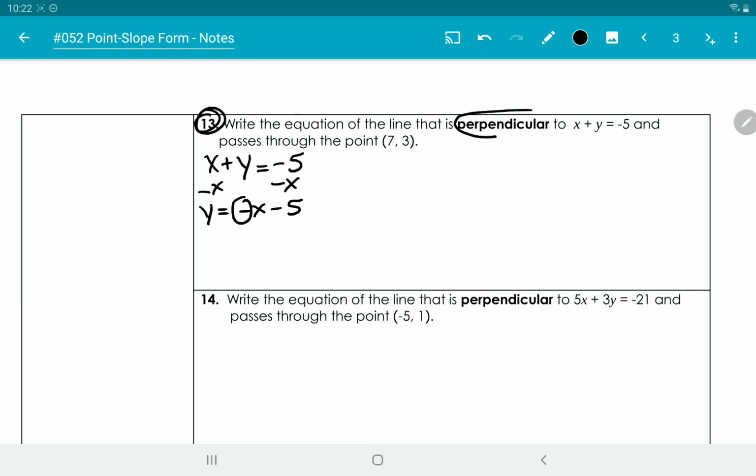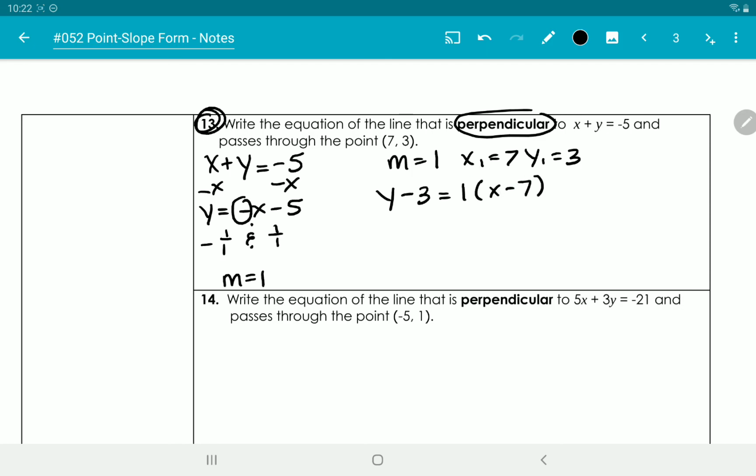The slope here is negative 1. And we need perpendicular, so we're going to change the sign and flip the fraction. So negative 1/1, and change the sign, it's going to be positive. Flip the fraction is still 1/1, or m is 1. So the slope we're looking for is 1. We have the x value of the point and the y value of the point, so 7 and 3. And y minus y1 is going to be 3 equals the slope is 1 times x minus x1, which is 7.